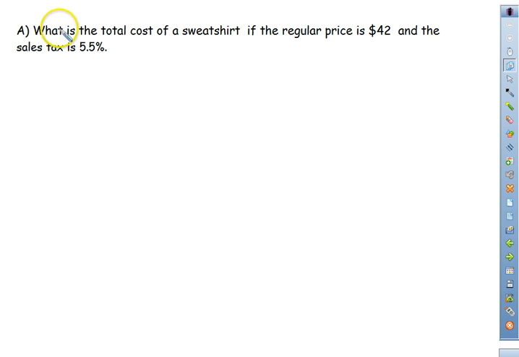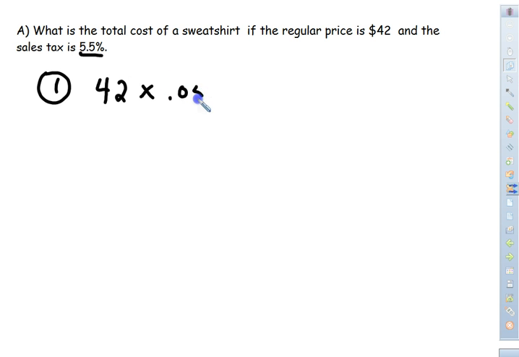Alright, now what is the total cost of a sweatshirt if the regular price is $42 and the sales tax is 5.5%? Method one simply states that you're going to take $42 and multiply it by the percent, which you've got to make into a decimal, so 0.055 equals, and you plug that in your calculator, and it is $2.31.